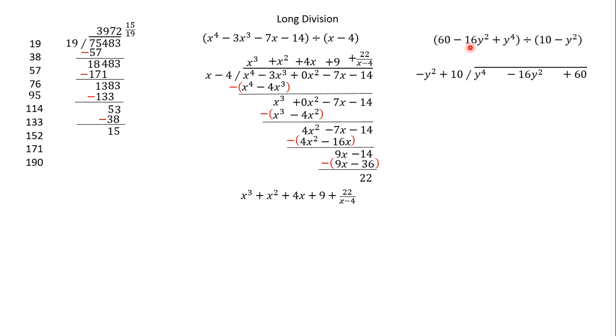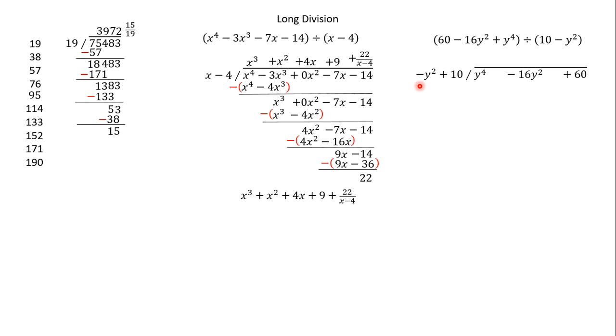We have 60 minus 16y squared plus y to the fourth divided by 10 minus y squared. Rewrite it as in this form. Notice I left room here. Also notice I put it in standard form. That is going to be crucial. Is it possible to use long division when it's not in standard form? Maybe, but I would not recommend it. Also, notice that minus y squared, I kept the negative with the y squared.